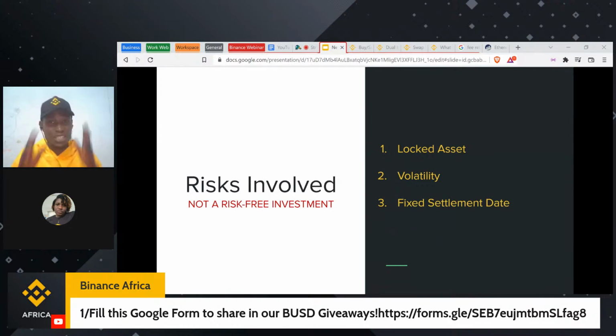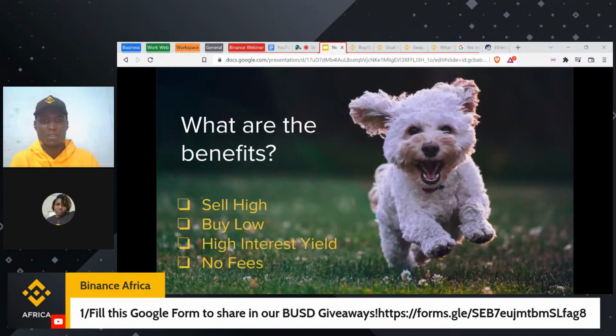So having understood now the risks involved, because I believe it is very good for us to discuss this, to tell you the risks before you go ahead and benefit from this product. Just like it has its risks, there are benefits to this. So what are the benefits? You buy low, you're able to sell high, you're able to get high interest yield and no fees. But let me go into those points in detail.